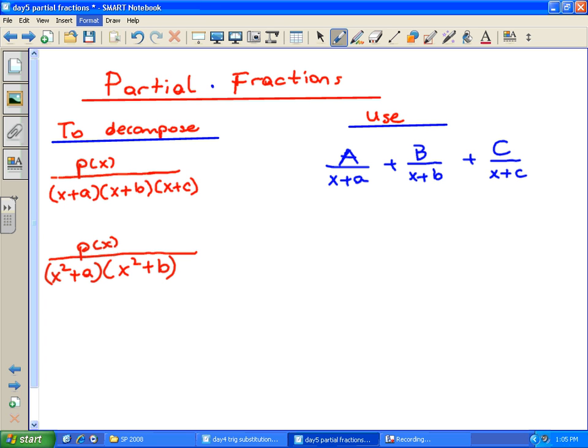Now think about what the advantage of doing this would be. It would be very difficult to integrate the first function, right? That big messy fraction. Now how would you integrate each one of those three little fractions that we came up with at the end?